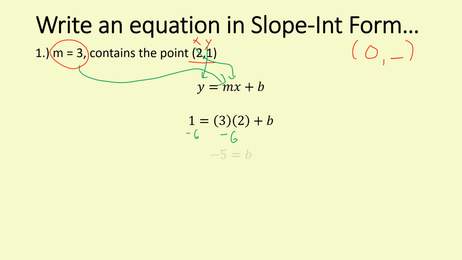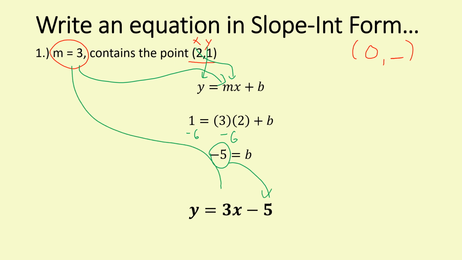Minus 6, minus 6. We get b equals -5. When we plug in the slope, and we plug in that y-intercept, the x and the y stay as x and the y because those are the variables. They'll change with each point.